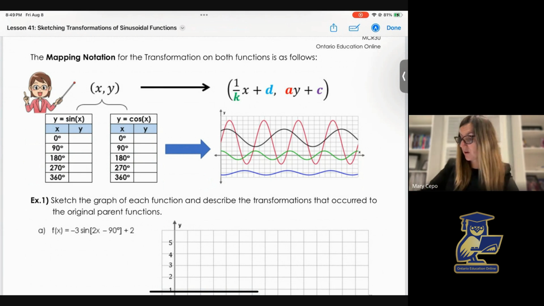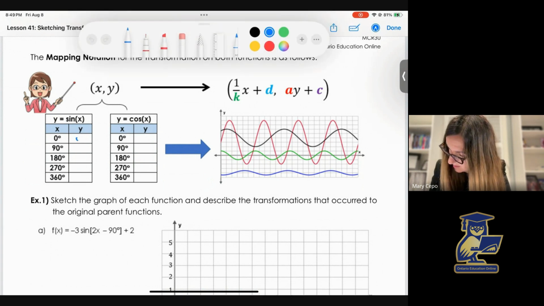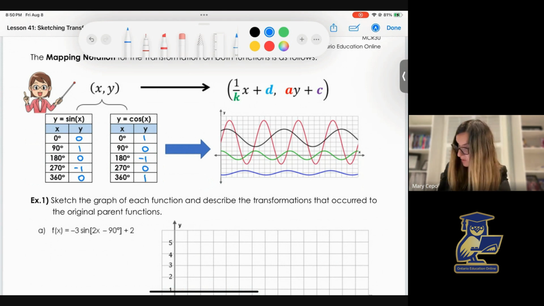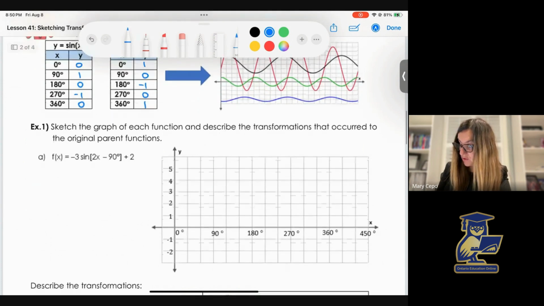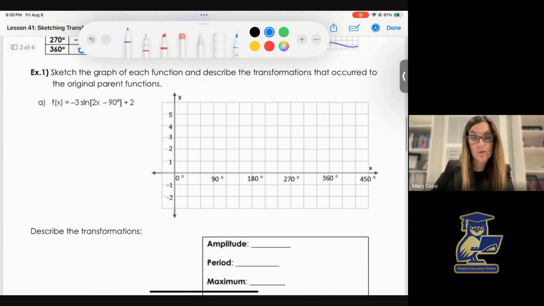So just remembering again, don't forget our parent function key points. With sine, we know at 0, we're at 0, then we go up to 1, back to 0, then -1, and then back to 0. Cosine is different because we start at our maximum, so it's at 1, 0, we go down to -1, 0, and then back up to 1. Okay, so these key points are very important when we're doing mapping notation and graphing transformed sine, cosine, or tan functions.